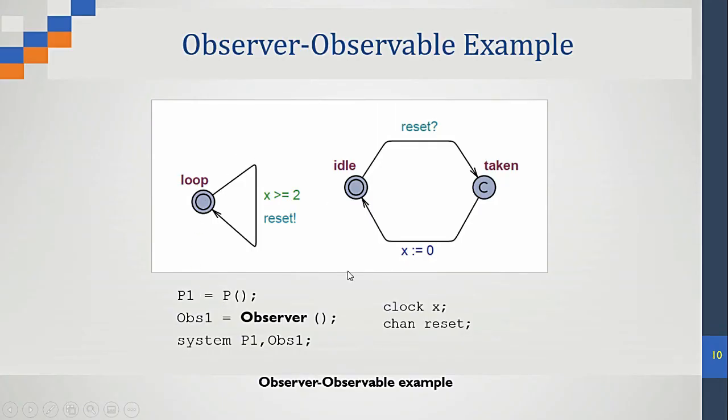We create one process from the observer. We can call this process P. So this is observer X, and the observable is P. We can create one process from this observer, and this is the observer. We can also create another process, and this is the process of our system. So in our system, we will have two processes: one from the observable, and the second from the observer.